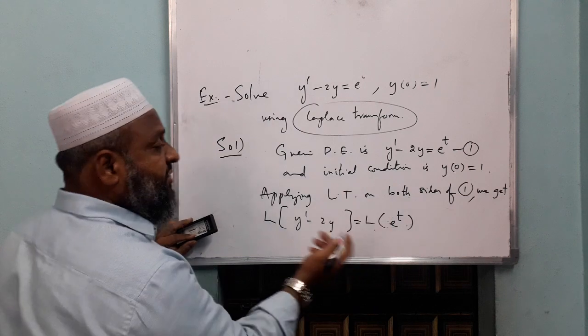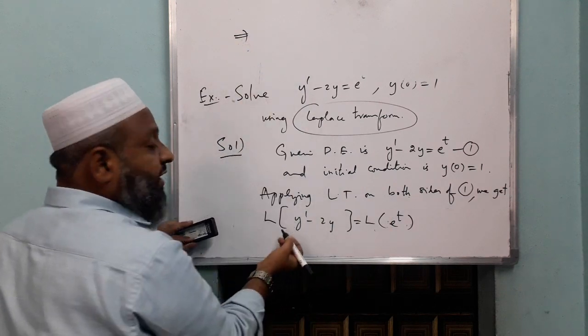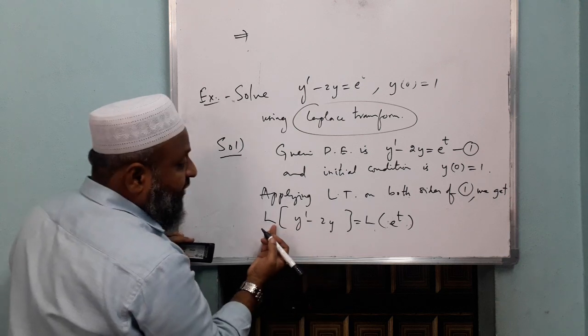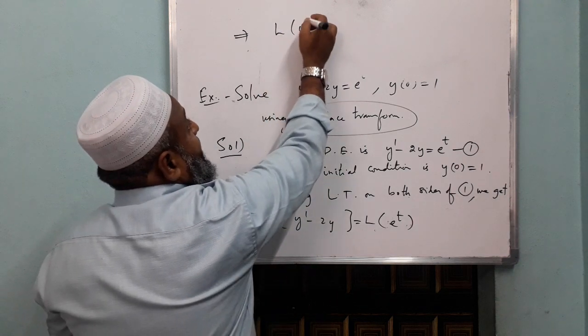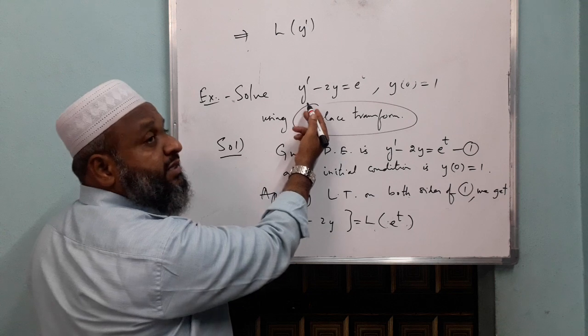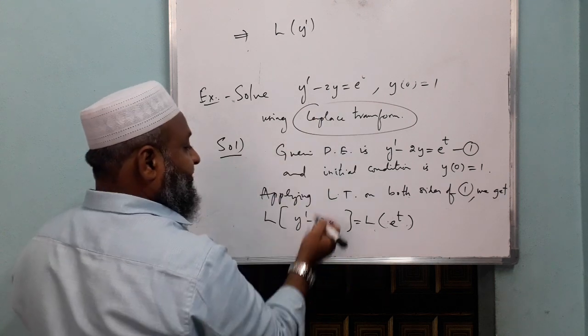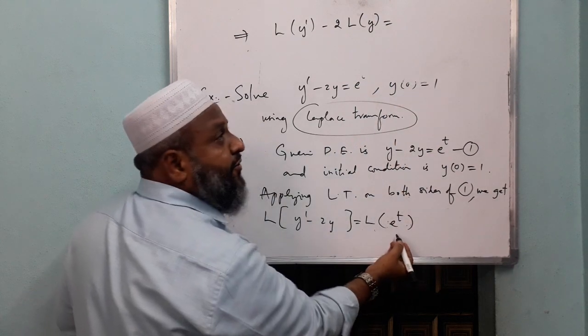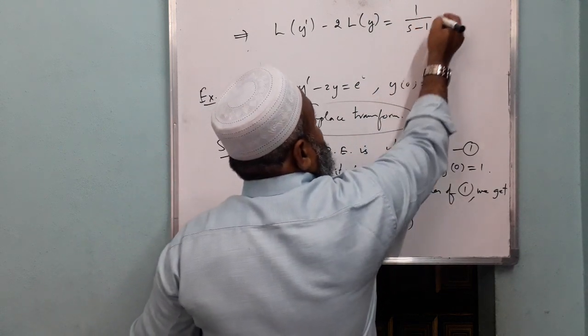Okay, now I am just continuing this. By the linearity property, you can separate it now. L of y dash minus 2 times L of y is equal to L of e power t, you know, that is 1 by s minus 1. Y is unknown to us and we are finding that y.